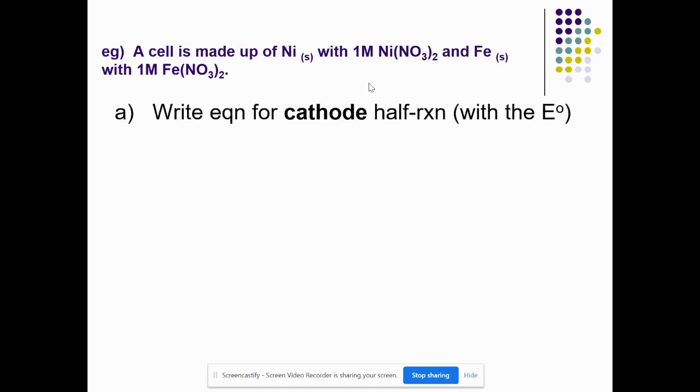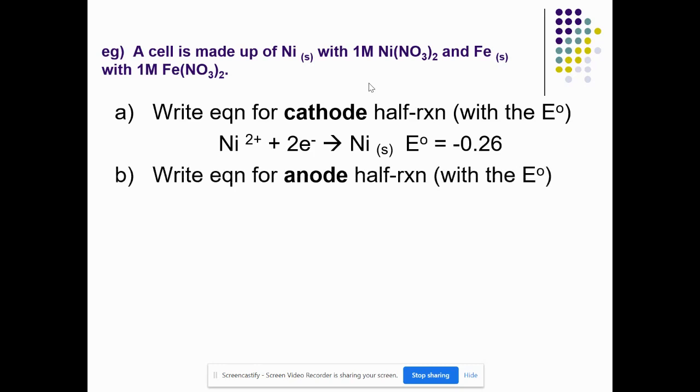Okay, so consider this one. A cell is made up of nickel, Ni with 1 molar NiNO3. So you're going to have Ni2 plus in the solution. And then you have another one, Fe with 1 molar FeNO3. So you're going to have Fe2 plus in it. So you have Ni and Fe. So basically what you want to do is write the cathode half reaction with electron potential. So look on your table, which one's higher? All right, so I see Fe going to Fe2 plus, negative 0.45, and I see my Ni negative 0.26. So that means my nickel, it's higher, so it's my cathode. So I'm going to write out the cathode reaction exactly how I see it on the table, right? So Ni2 plus plus 2 electrons goes to Ni at negative 0.26.